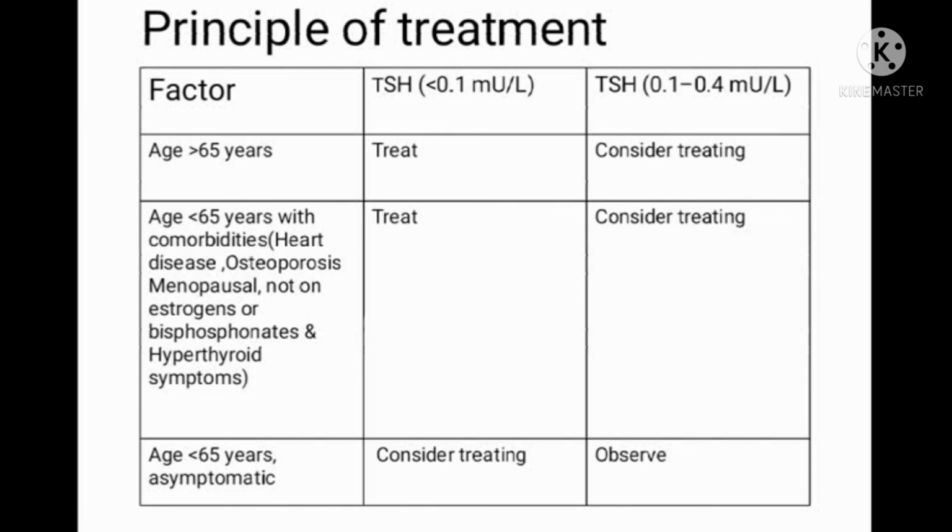But if the patient is less than 65 years of age, asymptomatic, with no other risk factors or comorbidities, and the subclinical hyperthyroidism is confirmed by repeating the TSH and T4 level within 3 to 6 months, considering treatment will benefit a patient with severe subclinical hyperthyroidism, and observation is recommended in mild subclinical hyperthyroidism.